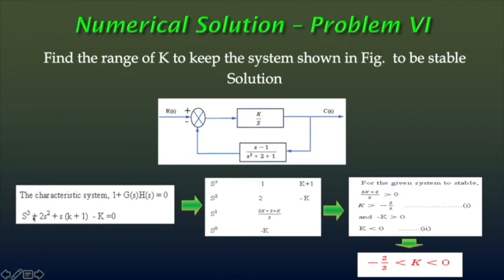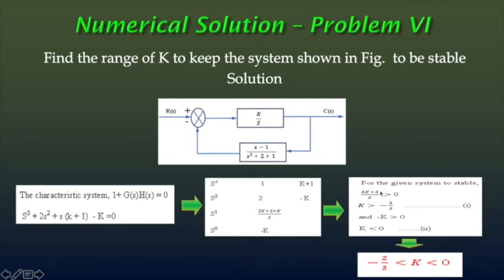Then s cube plus 2s square plus s into (k plus 1) minus k equals 0. Then using Routh criterion, form the first and second row, and similarly using this formula, create the third and fourth row.